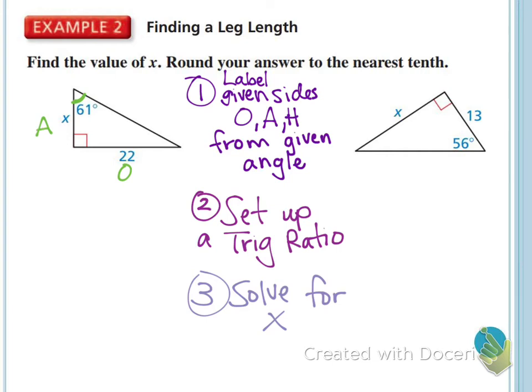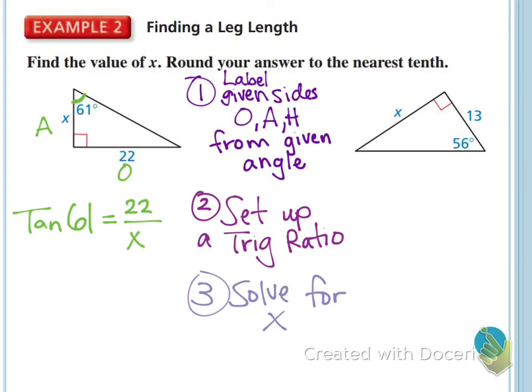So step 2 would be set up a trig ratio. At this point, you would have to decide which one, SOH, CAH, or TOA. So in this one, you have the adjacent and the opposite. So which trig ratio is that? TOA, which is tangent. So we're going to say tangent. Normally we put a letter because we don't know the measure of the angle. But do we know the measure of this angle? Yes, we do. What is it? So tangent of 61 equals the opposite, which is 22, over the adjacent, which is x.